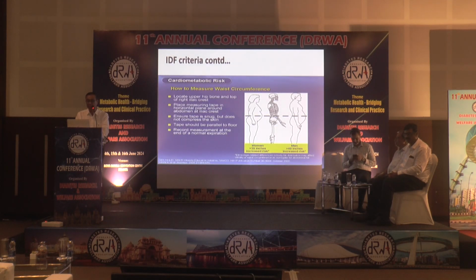Now, how do you measure this? This is always a debate and controversy. It is very well defined: locate the upper hip bone and top of the right iliac crest. Place the measuring tape in a horizontal plane around the abdomen at the iliac crest, and the tape should meet the other iliac crest on the left side. Ensure that the tape is snug but does not compress the skin. The tape should be parallel to the floor, and record the measurement at the end of a normal expiration. So this is very, very simple.